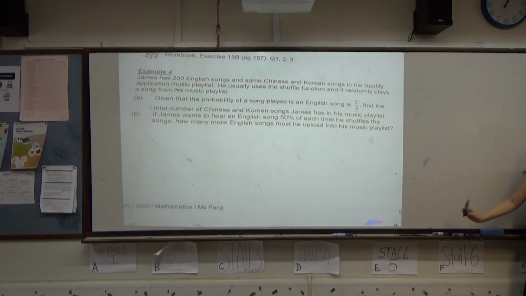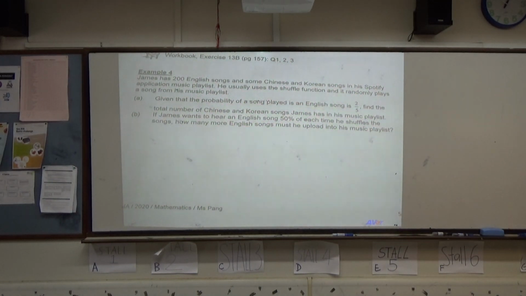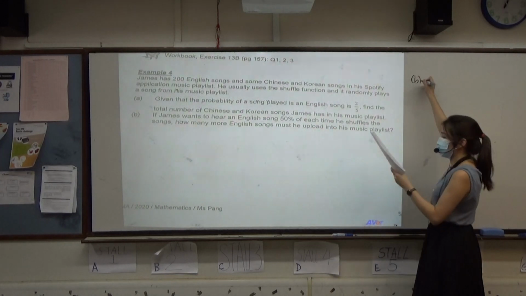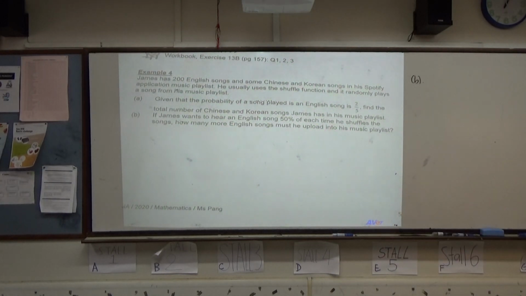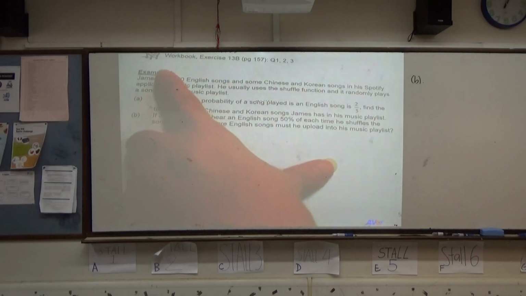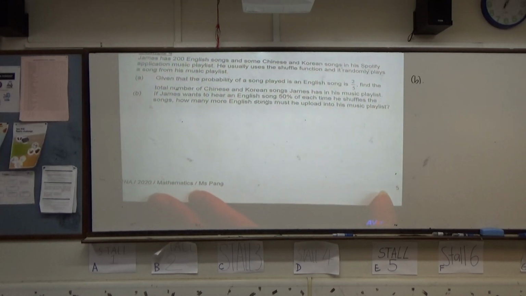Okay, so part A, we have already found the number of Chinese and Korean songs as 300. Now let's take a look at part B. Sorry, the example naming here is not correct. You refer to your own worksheet.